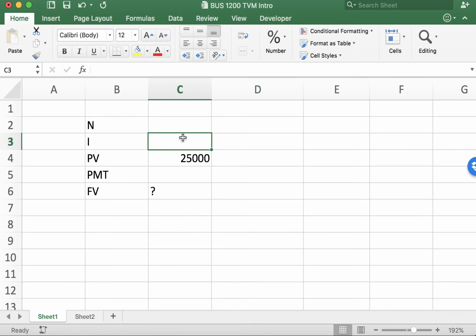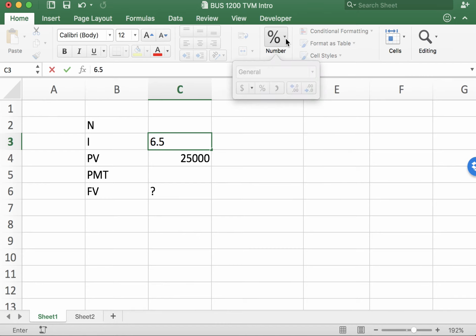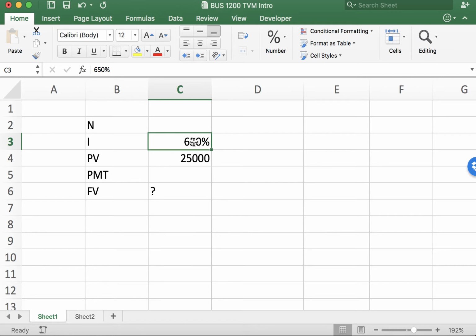So I can go up here to I and type in 6.5%, but that's not really percent. I need 6.5%. So I go up to the number and I make it percent, and I get 650%. So I don't want 650%, I want 6.5. So then I change it back and I get 7%. Well, I don't want 7% either, but it's not actually 7%. It turns out that the decimal has been rounded off. So we just add more decimals and we can see that it's actually 6.5%, just rounded off.